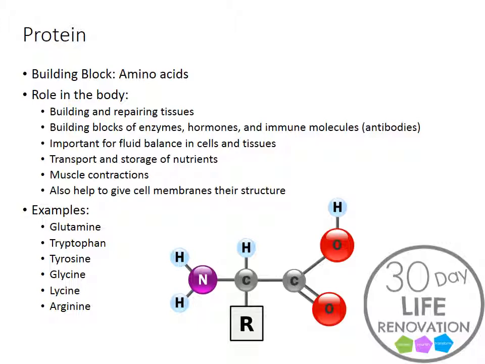So some examples of amino acids, and there are 20 different amino acids, by the way, but here are a few: glutamine, tryptophan, tyrosine, glycine, lysine, and arginine. And another role of protein is that they serve as the backbone of RNA and DNA. So they are responsible for almost every gene in the body. Actually, every gene is actually a protein. So they serve as kind of our genetic template for how every metabolic pathway is carried out in the body. So they're very, very, very important.